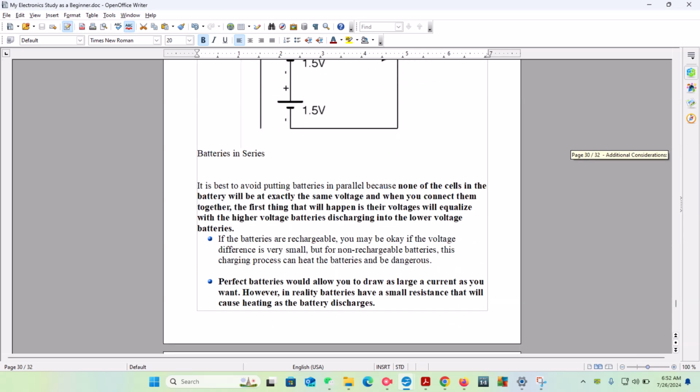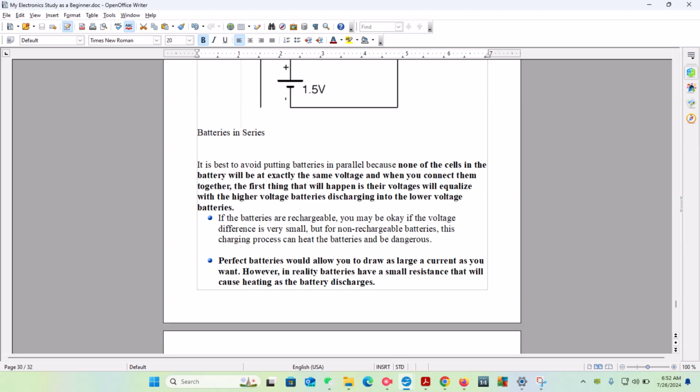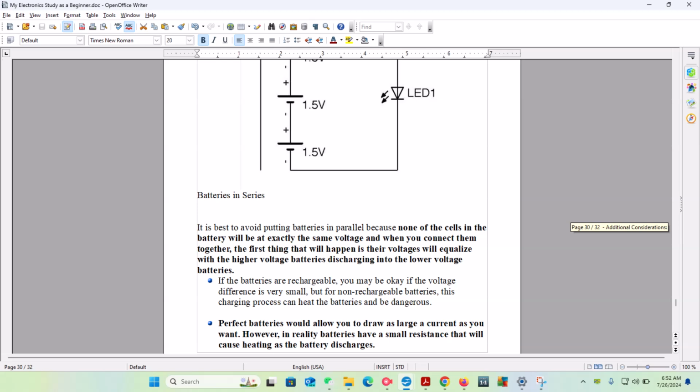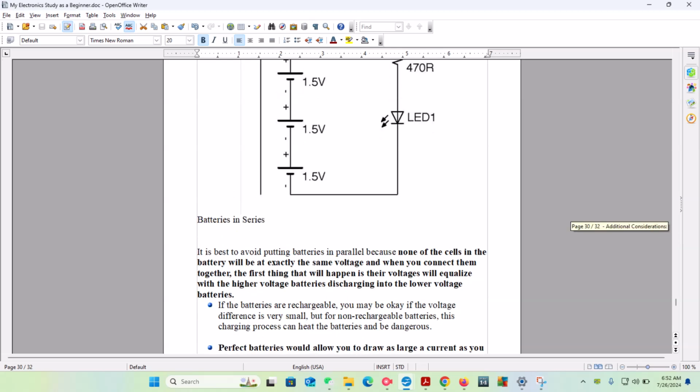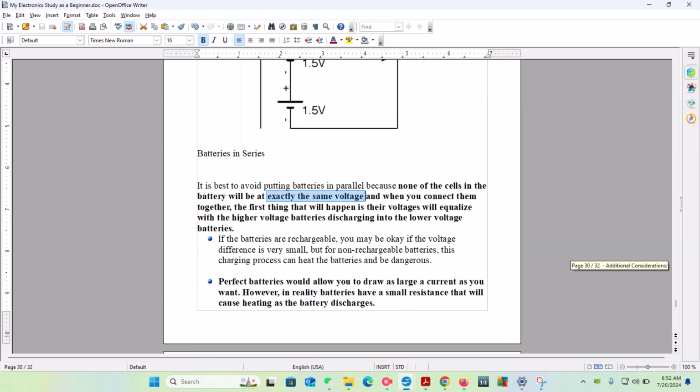Now, here are some important things to consider. It is best to avoid putting batteries in parallel because none of the cells in the battery will be exactly at the same voltage when you connect them together. The first thing that will happen is their voltages will equalize, with higher voltage batteries discharging into a lower voltage battery. So basically, you have to have the same type of batteries with the exact same voltage. Okay, very important.